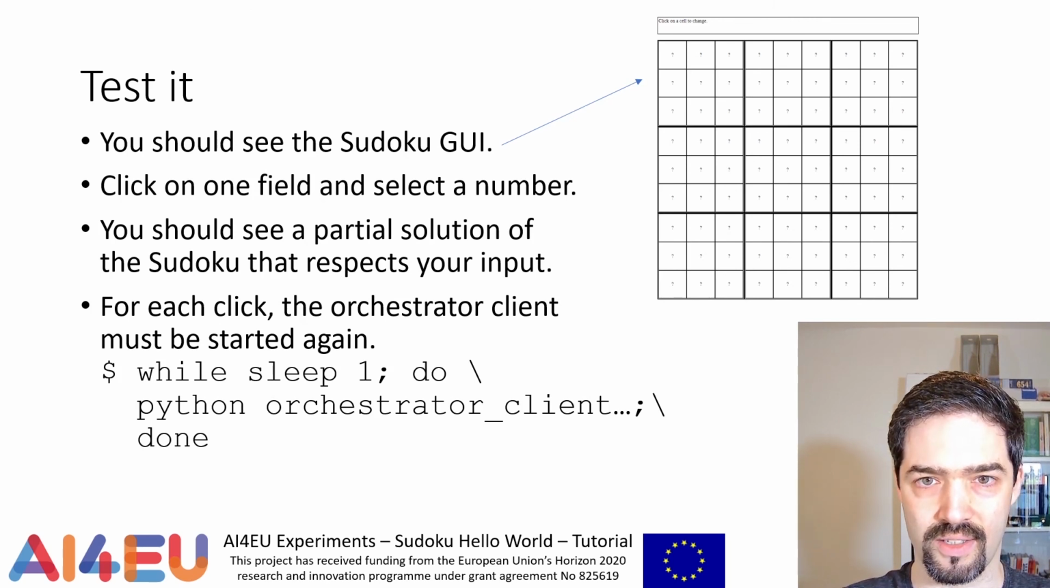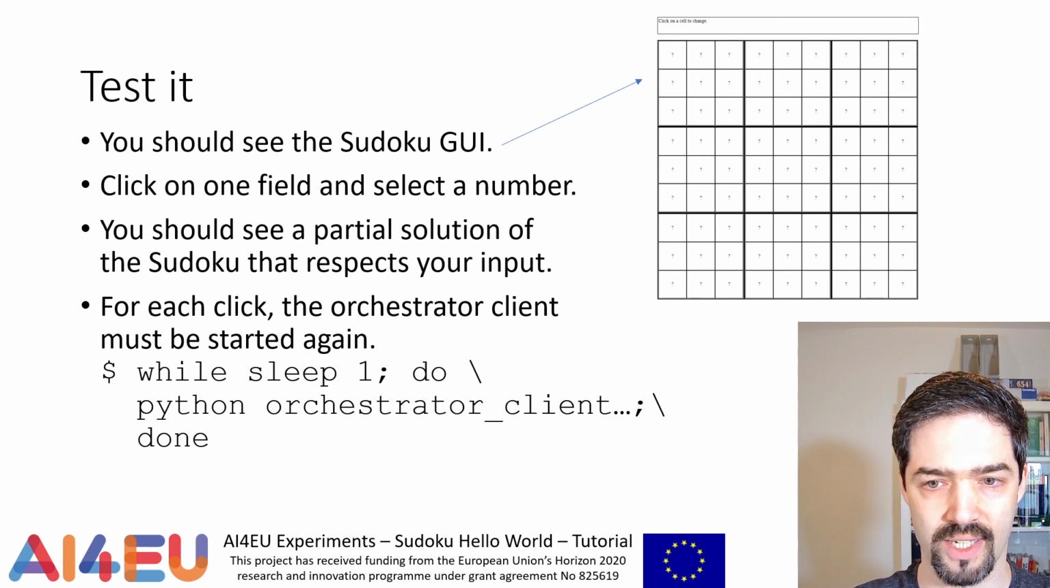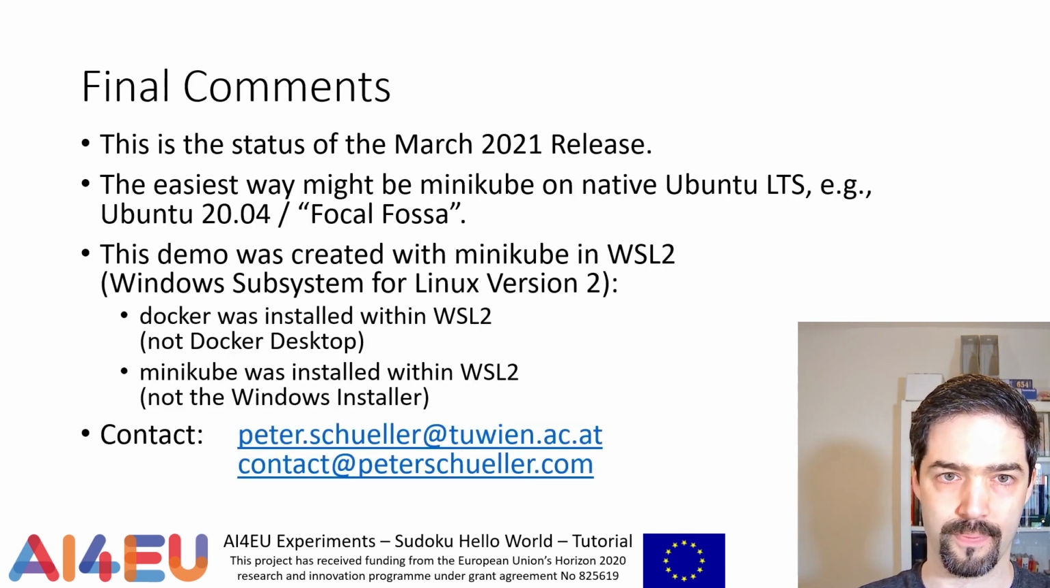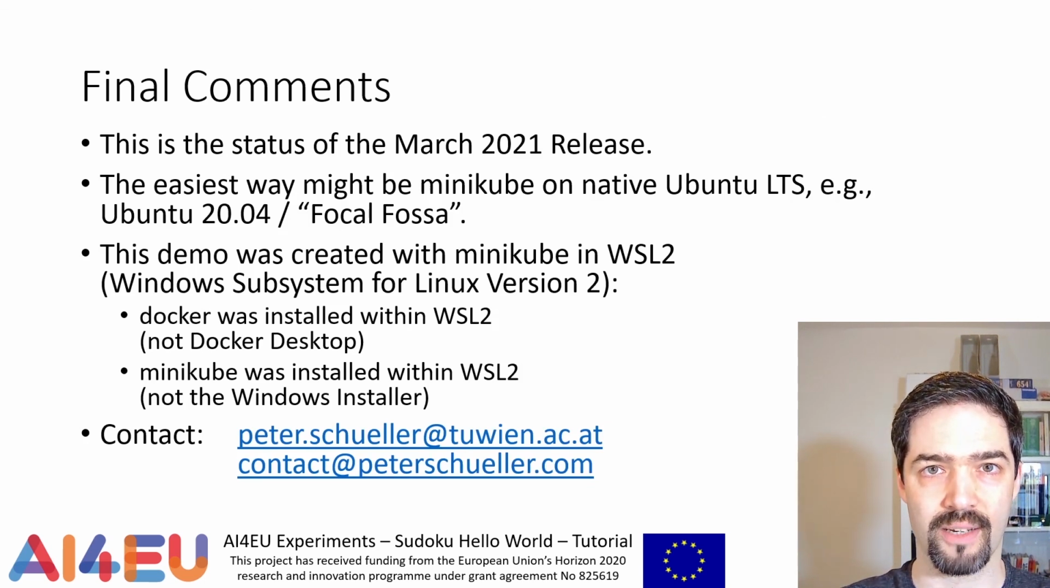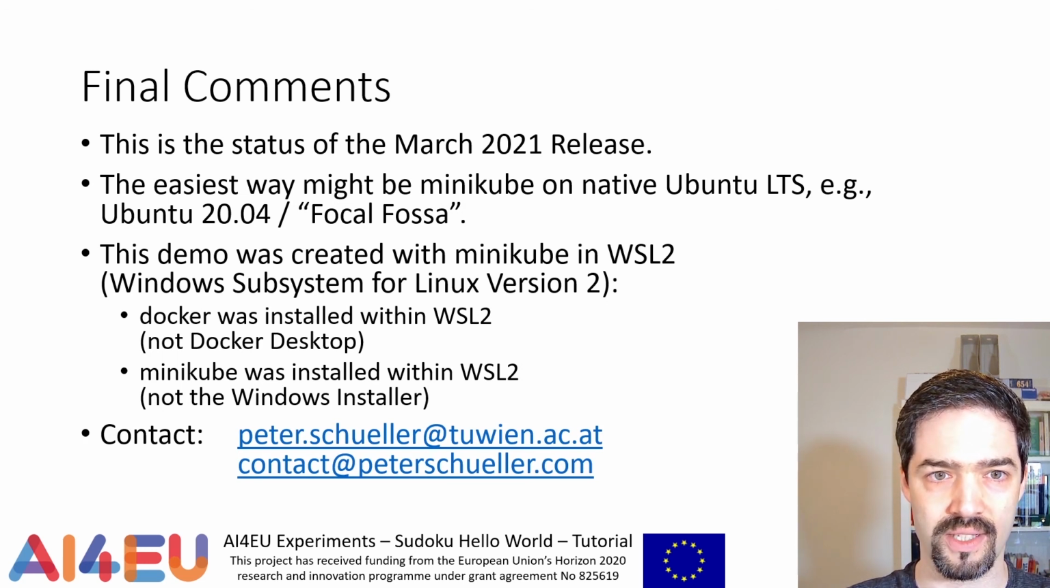This slide explains how to test the Sudoku and how to run the endless loop of the orchestrator client. As final comments, I want to say this is the status of the March 2021 release. The easiest way to run and deploy this is Minikube on a native Ubuntu long-term support version, for example 20.04. And this demo was created with Minikube in the Windows Subsystem for Linux version 2. And I installed Docker within the Windows Subsystem for Linux, not Docker Desktop.